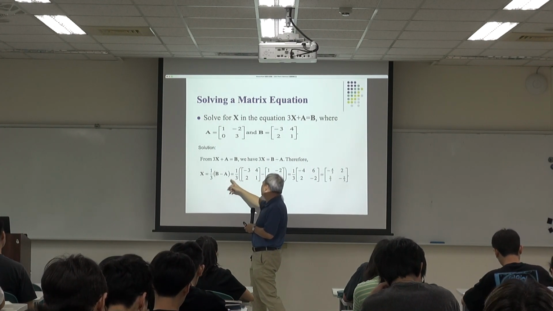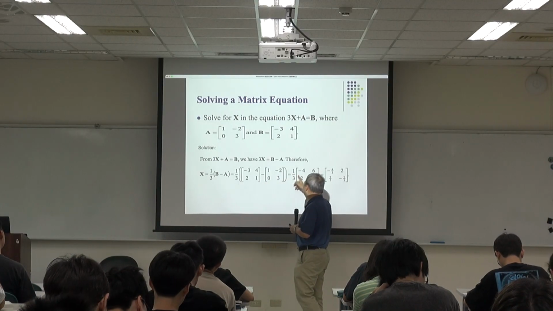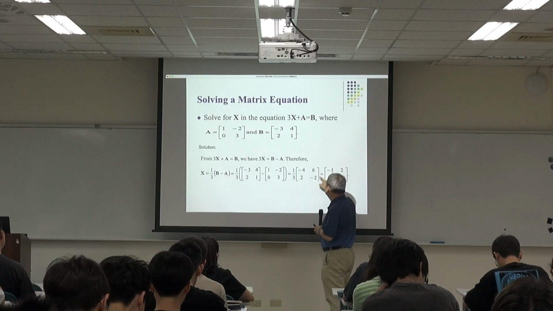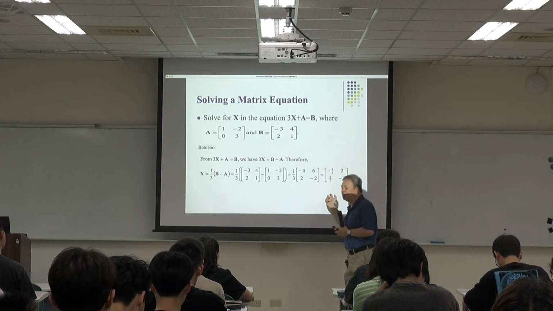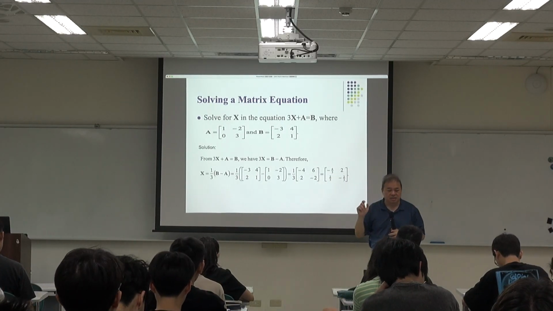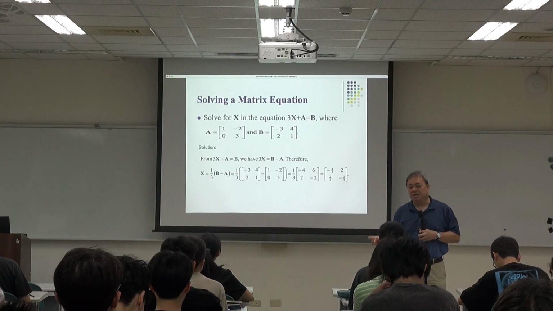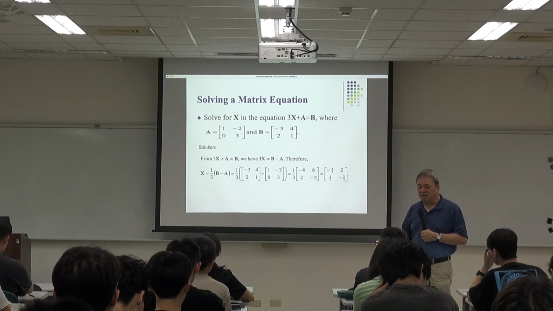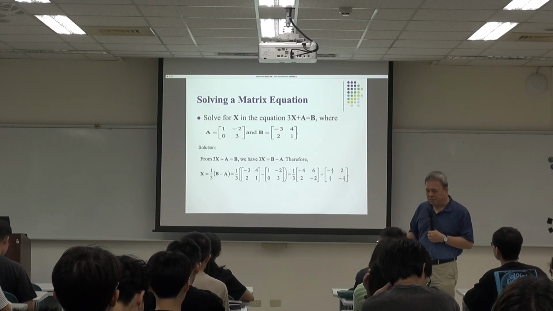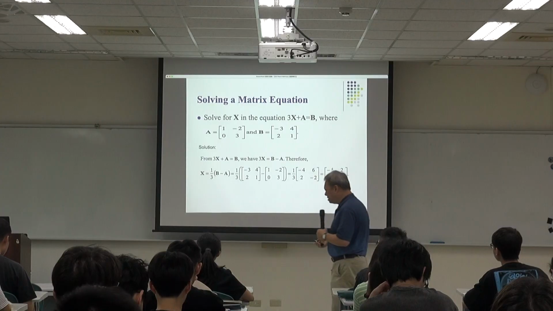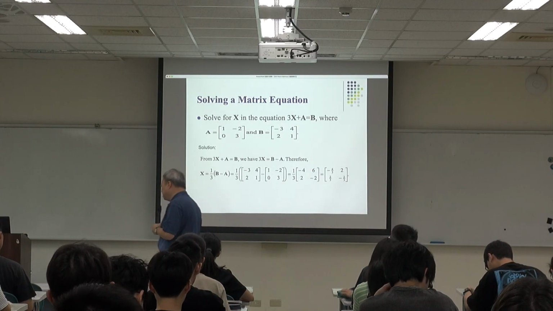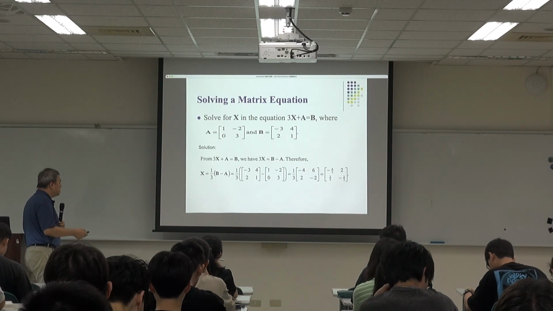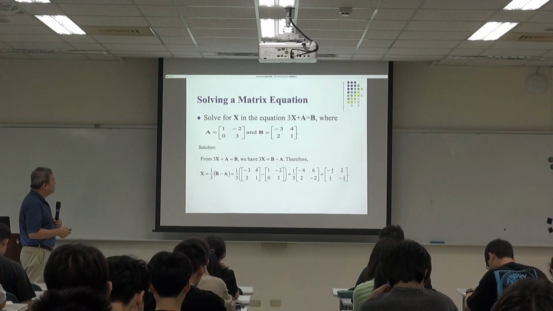And B minus A will give you this. And each element multiplied by 1/3, you have this. So this is your X. Pretty easy, right? I mean, in college, this type of operation is pretty much a given. You should be able to do this very easily.